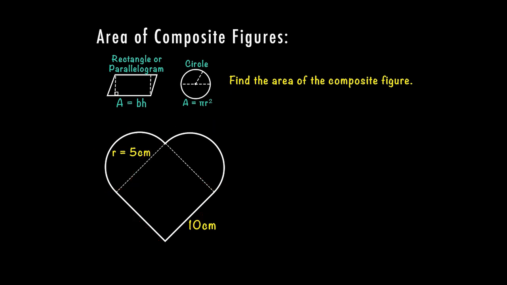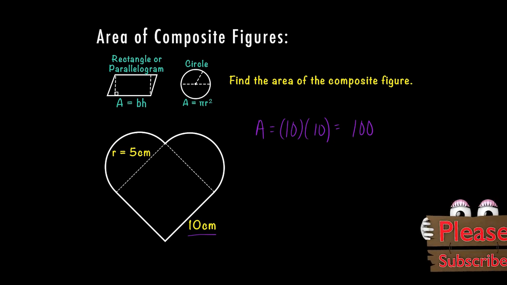So I have included here the formulas for a rectangle or parallelogram, which is also the formula for a square. So the area is going to be base times height, or in this case, side times side. And since this is 10 centimeters and I know it's a square, that's going to be 10 times 10. And 10 times 10 is 100. So there's the area of the square.